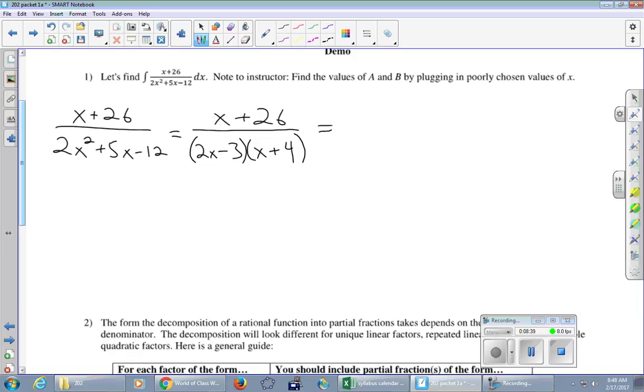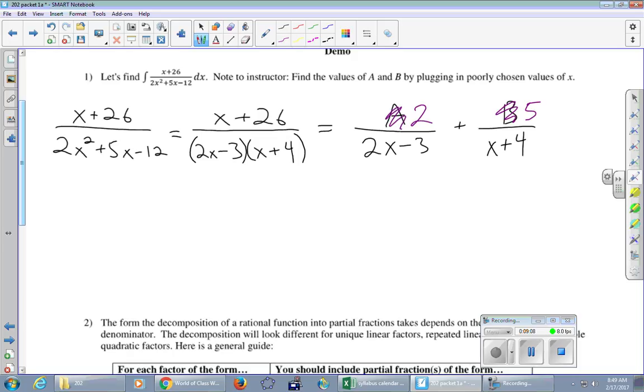Okay, so here's what I'm going to write. I should copy this. I'm going to write A over 2x minus 3 plus B over x plus 4. So A and B are constants that we're going to determine, so keep them as an A and B. I'll temporarily just put a couple of numbers here. I'll put a 2 there and a 5 there.